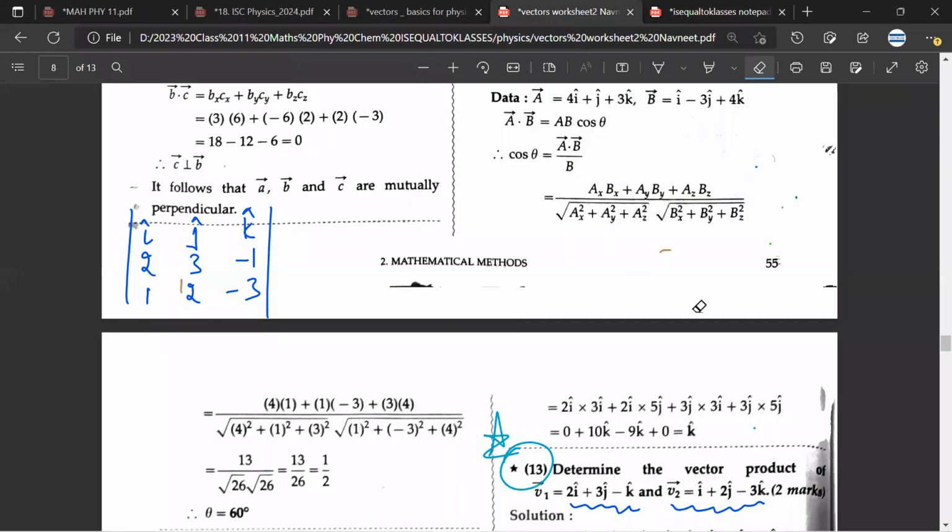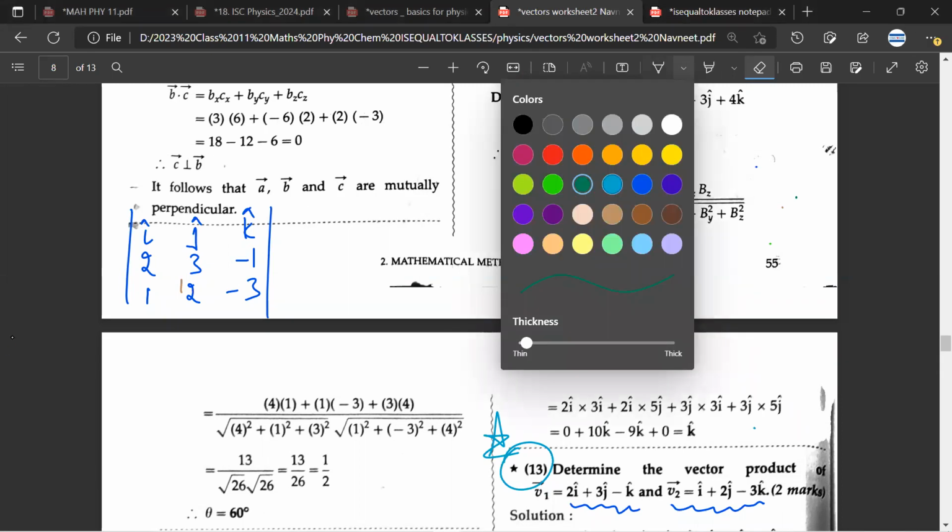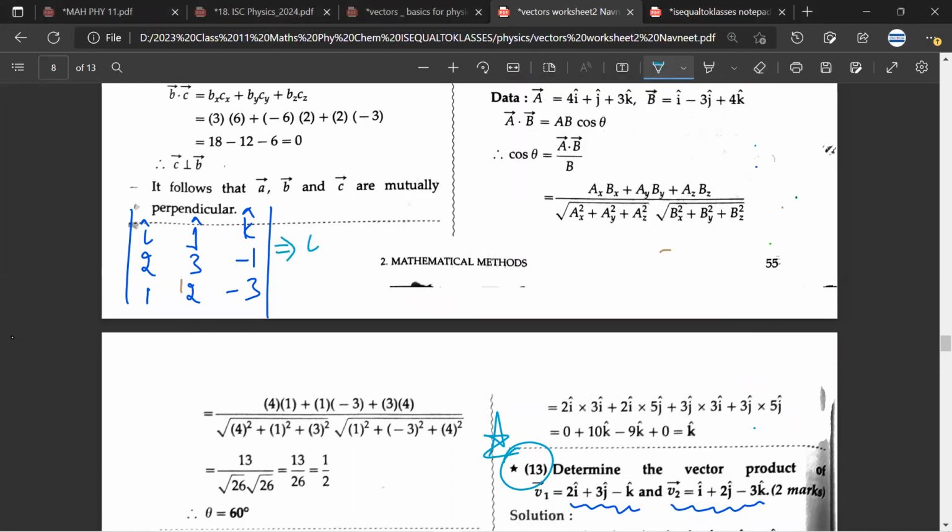Now let us do this question. Question number 13. Determine the vector product of these two. So I've written i, j, k. The first vector is 2, 3, minus 1, and the second is 1, 2, minus 3. So the format is okay. Now let me start doing the question. I is positive, this is negative, this is positive.